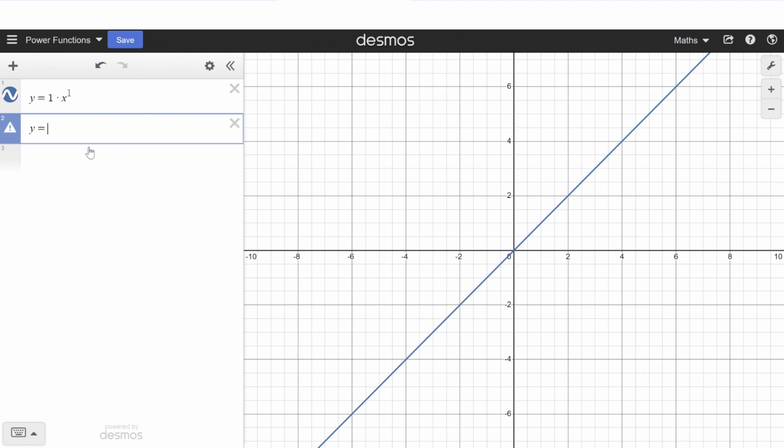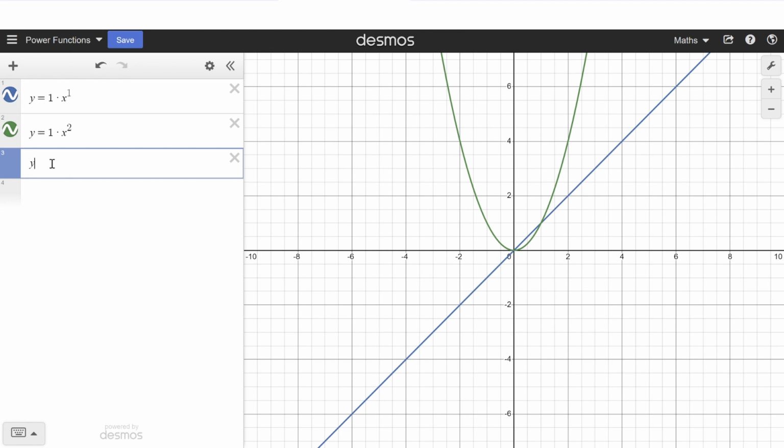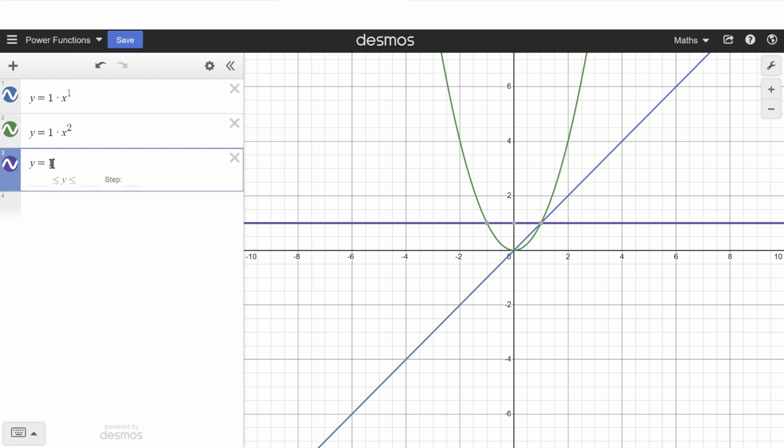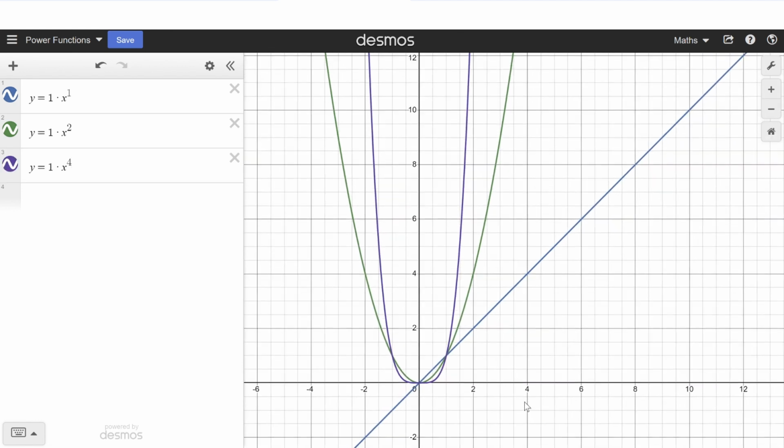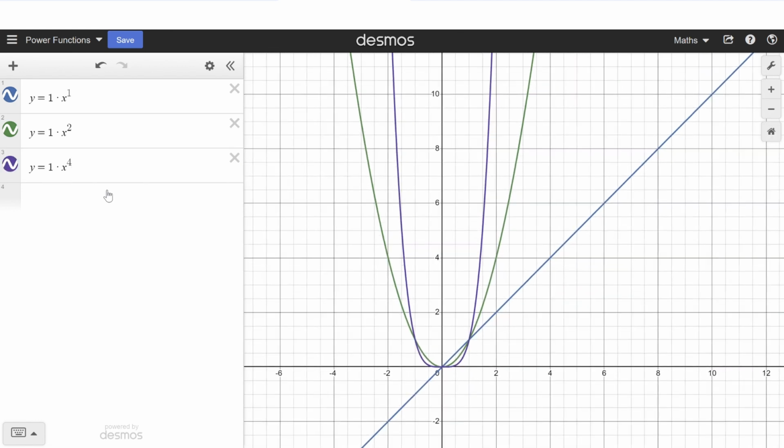Now another function would be y equals x squared, or y equals 1 times x squared. This is the constant coefficient and this is the exponent. Now as you can see, if we change the exponent, the shape of the graph completely changes. So what if I chose to put in y equals 1 times x to the power of 4? Well, this time the graph does change, but doesn't change that much.